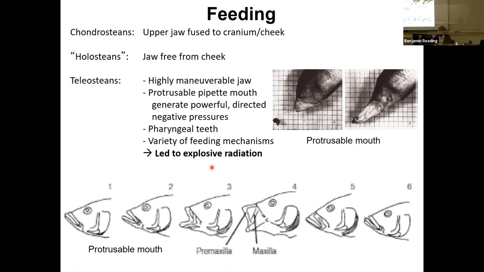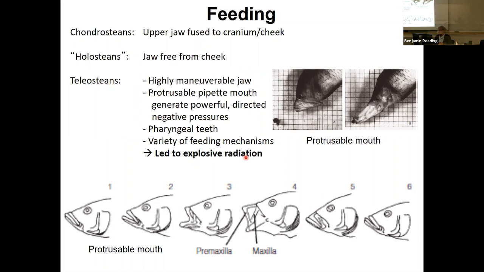So again, part of this evolving feeding apparatus. This allows for a variety of different feeding mechanisms. You know, we see herbivores, we see carnivores, we see omnivores, we see everything in between. Lots of different specializations there. This is the explosive radiation that we're talking about. So lots of divergence, lots of radiation.